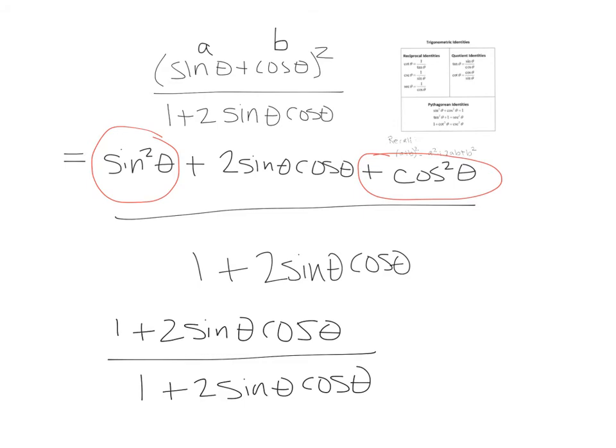Okay, but let's think about that. You have 1 plus 2 sine theta cos theta over itself. Now some people will say they cancel out. I don't like to say that. I'd say it lines out or crosses out, because cancel implies 0, and you're actually left here with a factor of 1. So what we started off with way at the beginning actually just boils down to 1. So it actually equals 1.